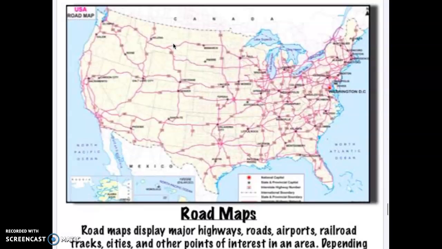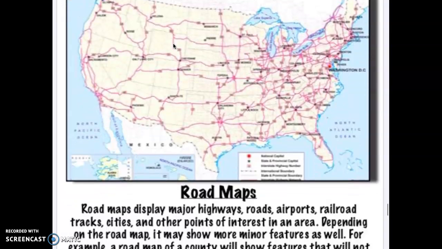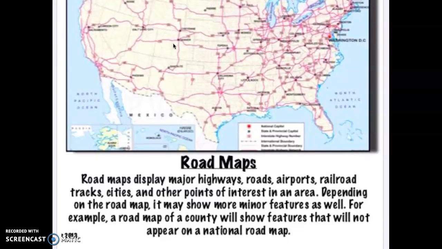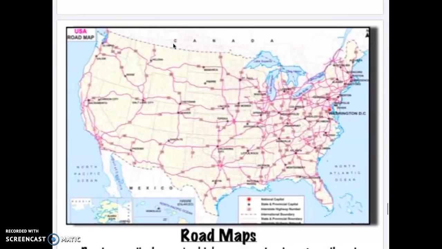This map is a road map. Road maps display major highways, roads, airports, railroad tracks, cities, and other points of interest in the area. Depending upon the road map, it may show more minor features as well. For example, a road map of a country will show features that will not appear on a national road map. So this one's pretty broad because, as you can see in the title, the U.S. road maps. This is obviously the roads of the USA.